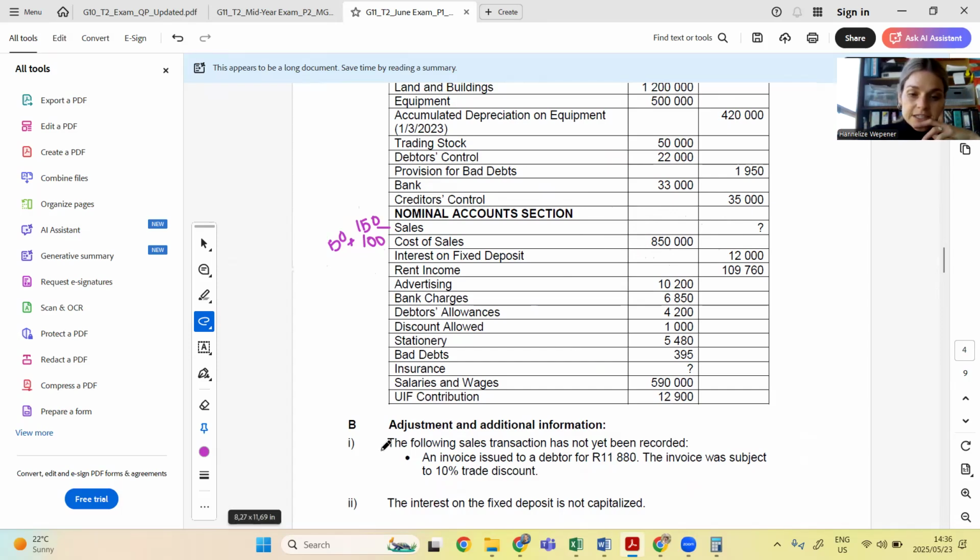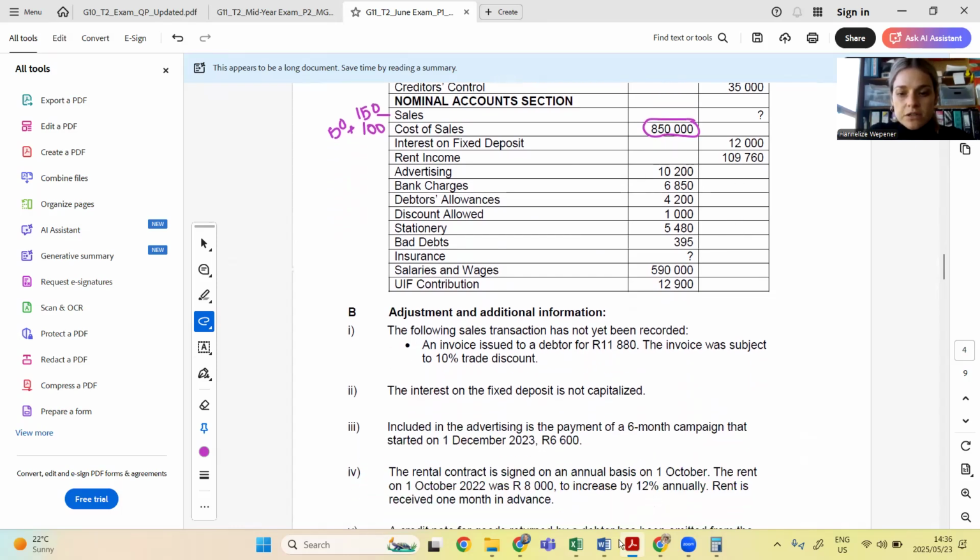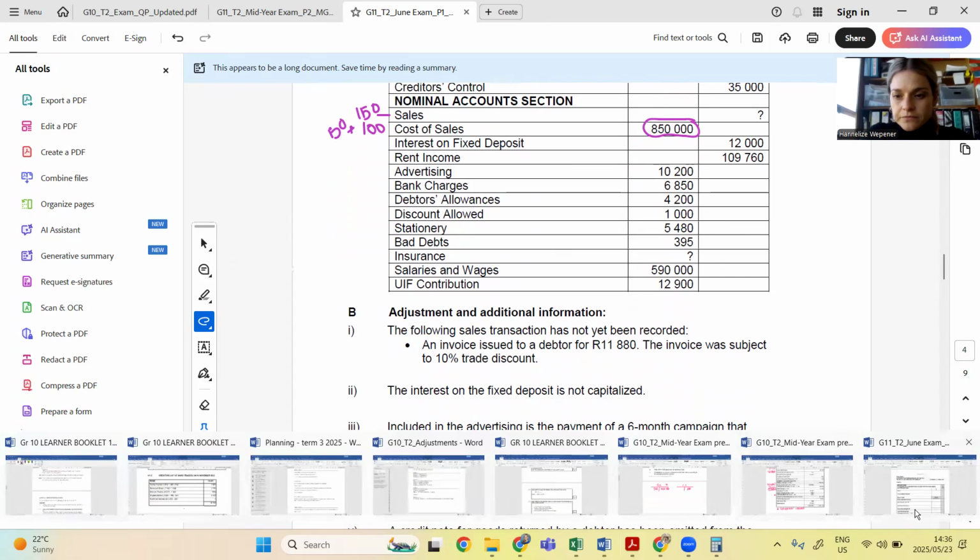So if we look at adjustment number one, it says that the following transaction has not yet been recorded. In other words, not yet included in my 850,000. So that means it's fine. I can now work with my 850,000, because there was no trade discount on any of the items included in the sales for this cost of sales amount. So we will look at adjustment number one in a bit, starting with my sales.